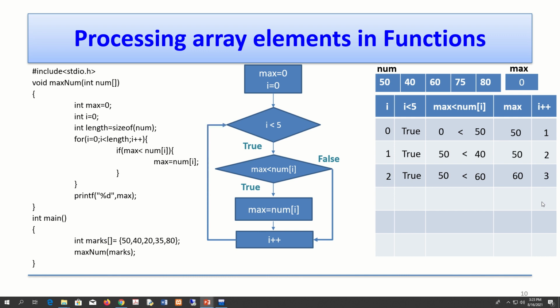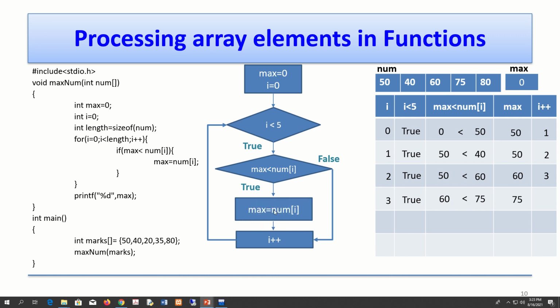Then go to the I plus plus, the next iteration of the for loop. I becomes 3. Now 3 less than 5 is true. Therefore go inside the for loop, then to the selection block. The current max value is 60, and 60 less than num3, the fourth element of the array, which is 75. 60 less than 75 is true.